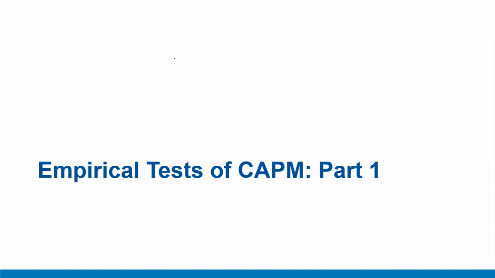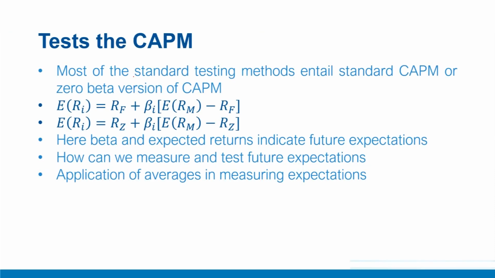In the next series of videos, we'll try to test this claim and we'll see how to empirically test various versions of CAPM. To begin with, various tests of the standard version of CAPM or the zero beta version of CAPM entail testing a model like this, where R_i is expressed in terms of expectations, expected returns. R_Z is the expected return on zero beta portfolios, beta is the expected value of beta on the stock, and R_M is the expected value of market return. So these are future expectations.